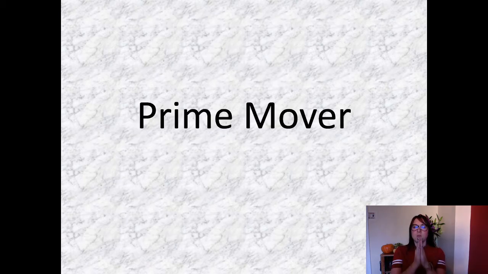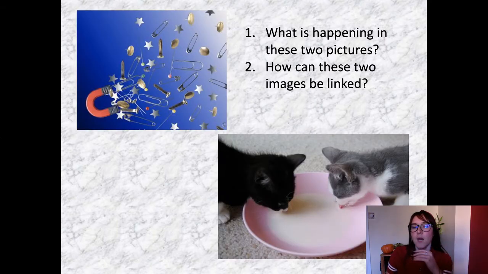Right, the second part of Aristotle's argument is the prime mover. First, four causes, second, prime mover. I get my students to look at these two pictures and tell me what is happening and how they're linked. So we've got nails to a magnet and kittens to milk. If you've got some ideas of how they're linked together, keep them banked in your mind because it's really important for the next little bit. I'm not going to tell you the answer yet.